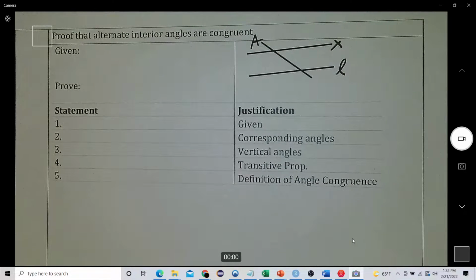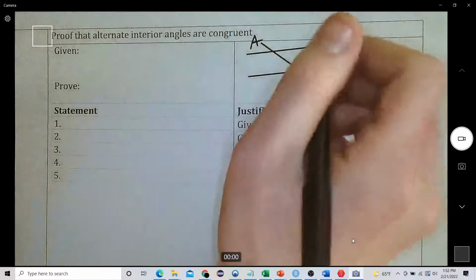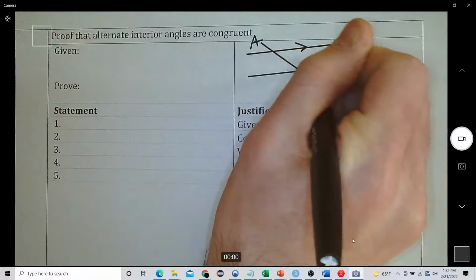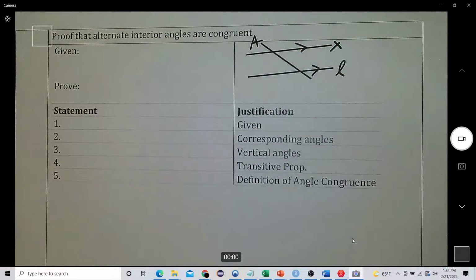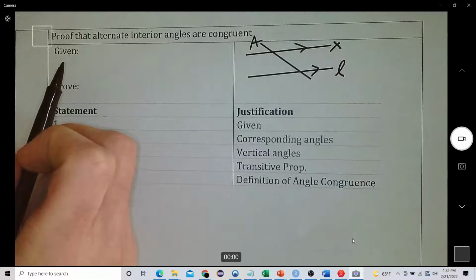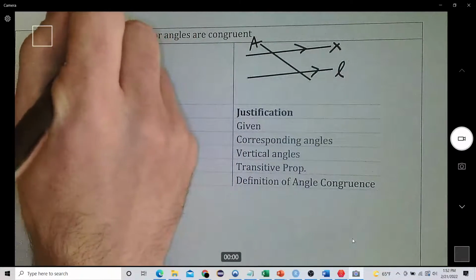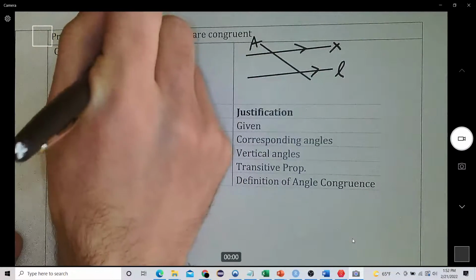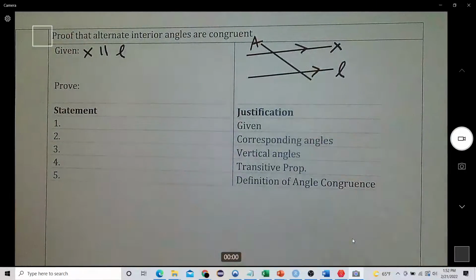Okay, so you got another one. Okay, guys. All right. So alternate interior angles are talking about 2 parallel lines. So we're going to make them parallel. We're going to say that these lines are parallel. In other words, we're giving ourselves a given, right? We are saying that line X is parallel to line F. That's our given.